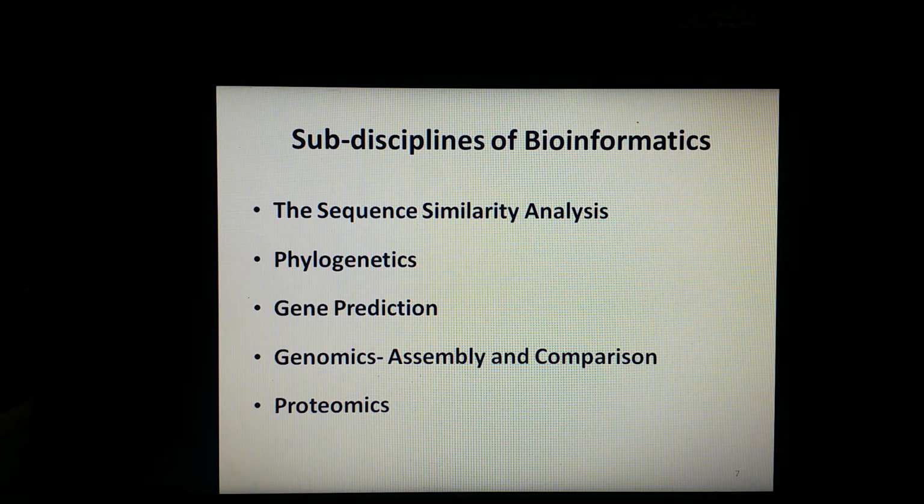Then you have proteomics. Proteomics we have discussed in our previous lectures in detail. Proteomics is the area of bioinformatics that is focused on understanding the composition of the protein content and how much of each is present in all cells and tissues.